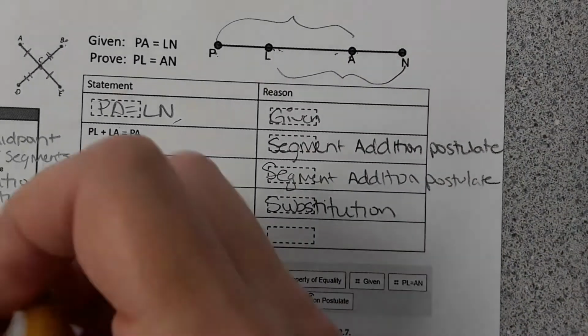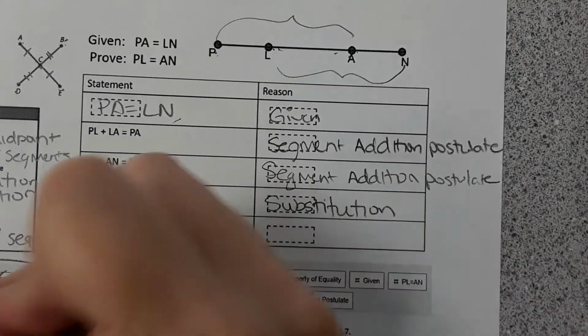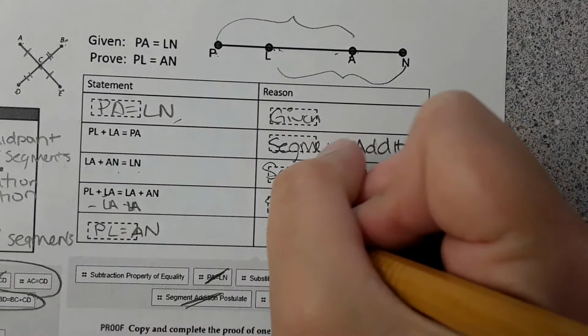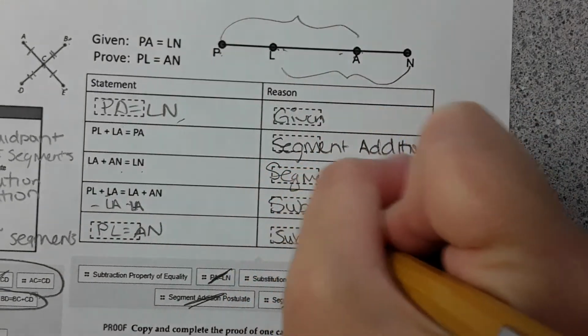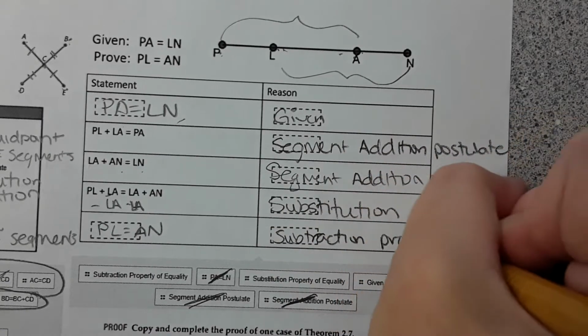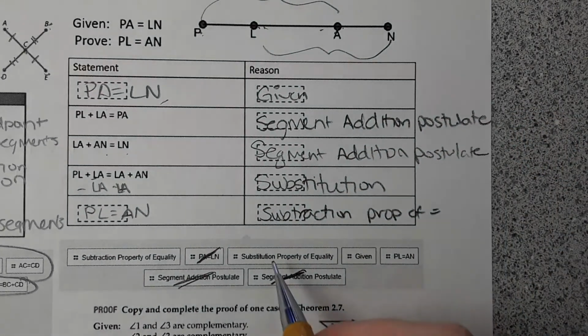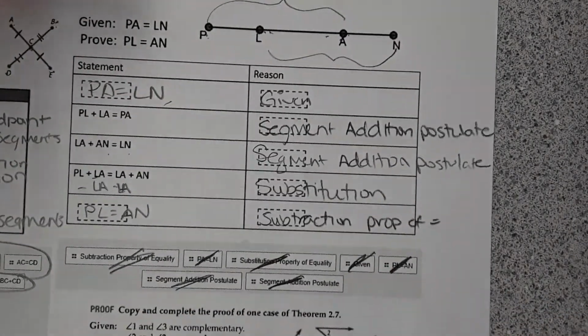in this format. Then from here, they subtract LA from both sides, and we get PL equals AN. And that is subtraction property. Almost done, 2 more.